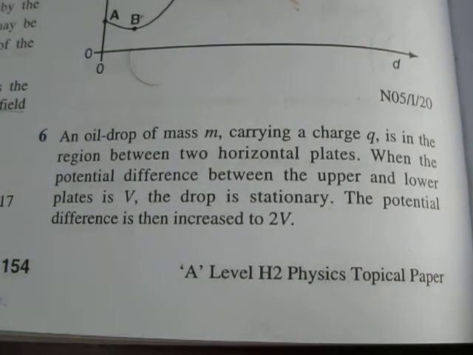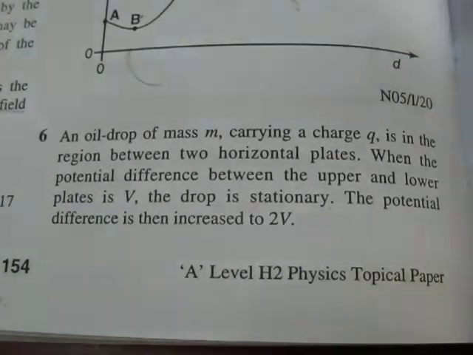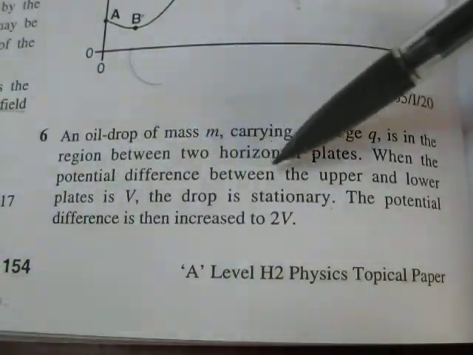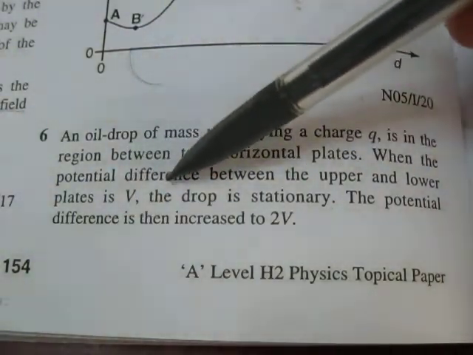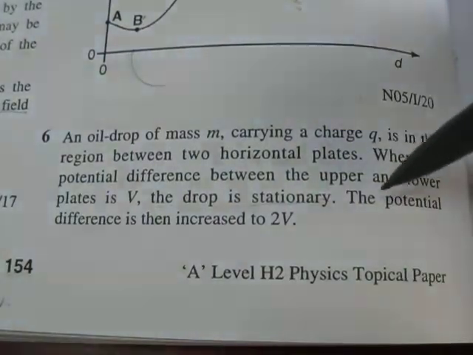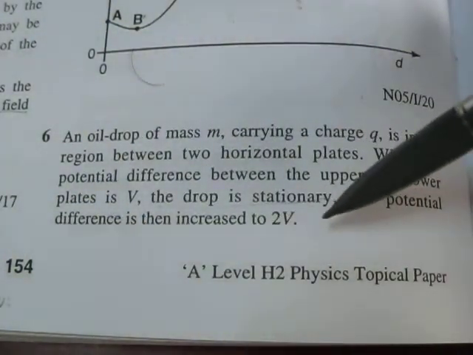Okay, so now let's look at question 6. An oil drop of mass m carrying a charge is in the region between two horizontal plates. When the potential difference between the upper and lower plate is V, the drop is stationary. Okay, so this is an important concept. I underline it first, explain later. The potential difference is then increased to 2V.